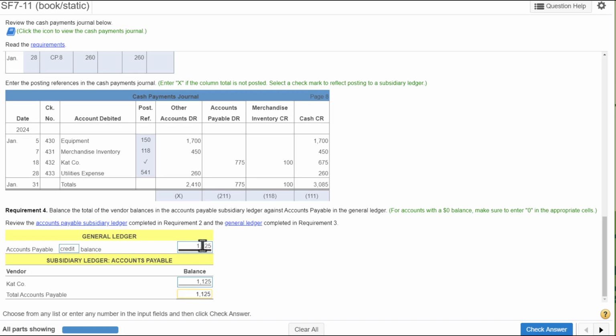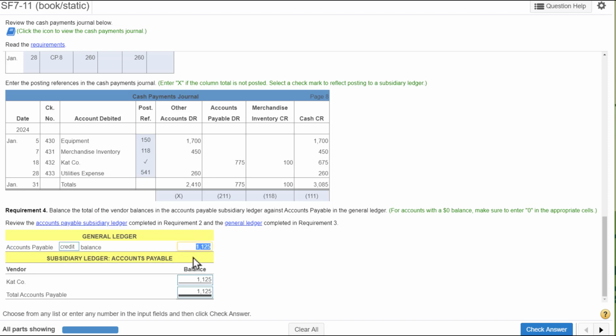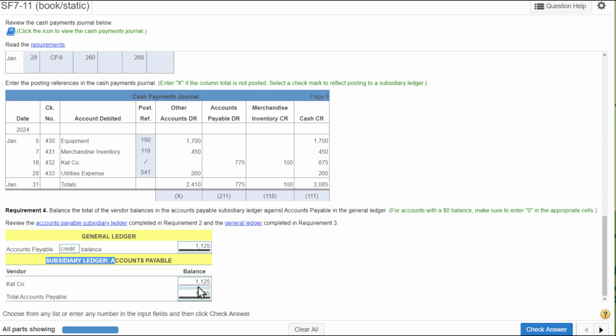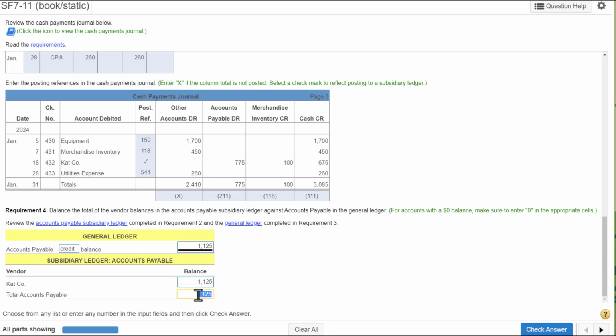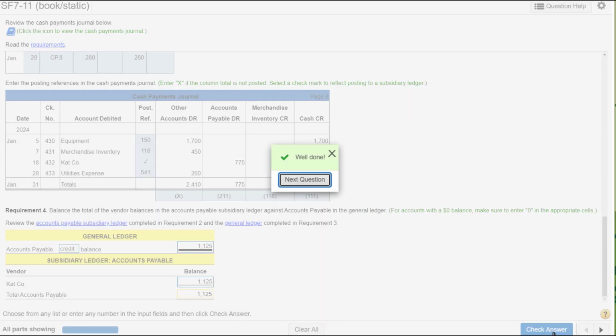So what has to happen is the AP, the total in AP, which is 1125, must equal the same amount if you take all the vendors in the AP subledger and add them up. And it does. So this number and then the total of your AP subledger have to be equal. And that's it.